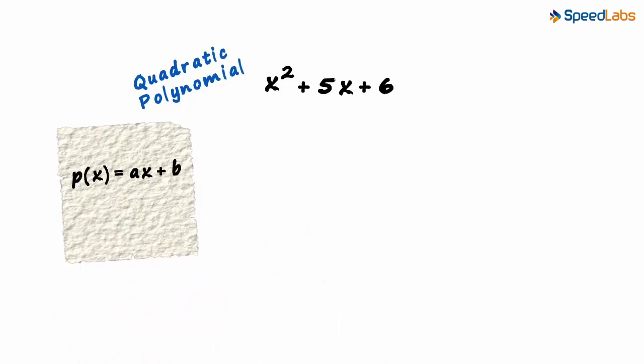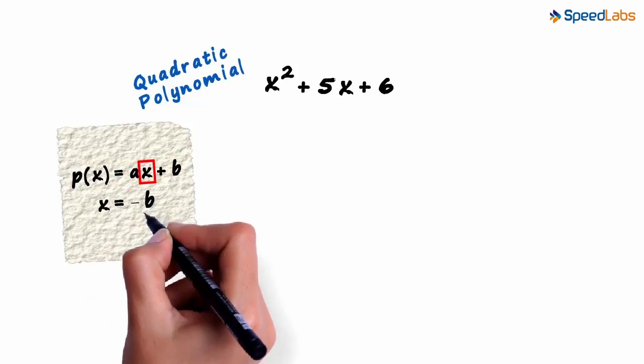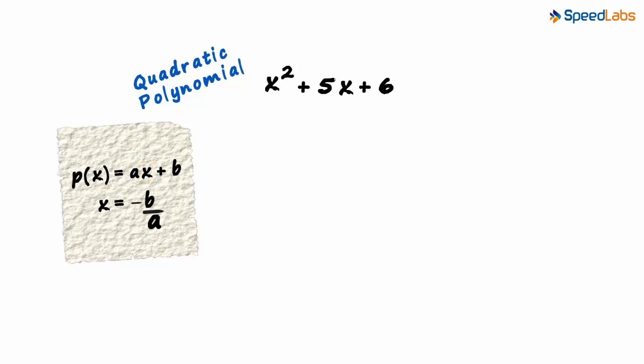ax plus b. Remember, the zero of a polynomial is a number which, when substituted in place of x, gives us the value of the polynomial as 0. For this general form, we got the value of x as minus b by a. But how do we find the zeros of such polynomials? Let's write this down in factorized form.